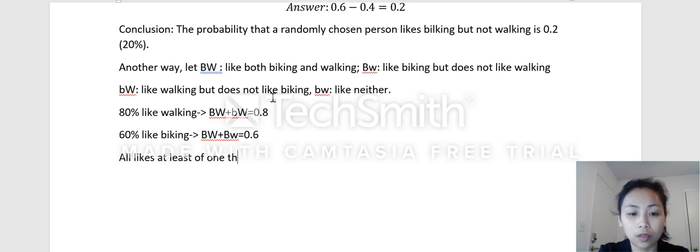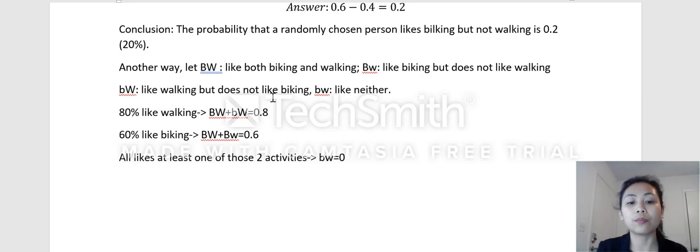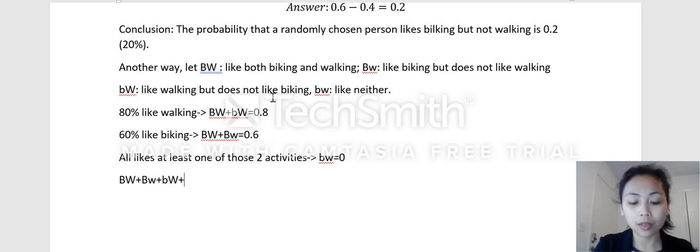of those two activities. That means little b little w is 0, because no one likes neither, right? And one more thing, don't forget that the probability of all possible outcomes is 1. So we have BW plus B little w plus little b capital W plus little b little w is 1, right?